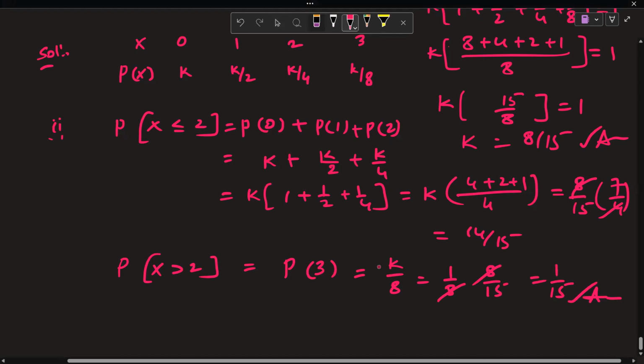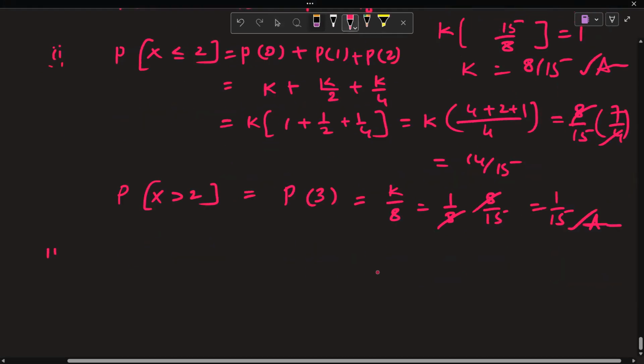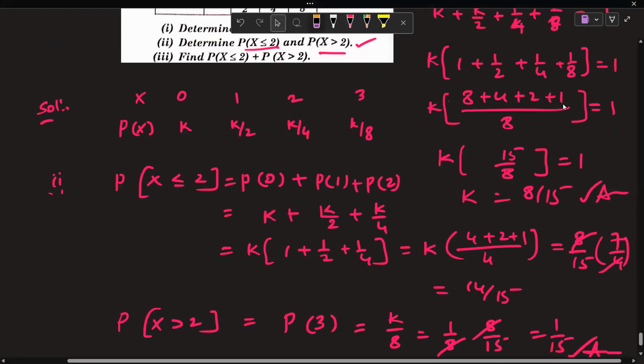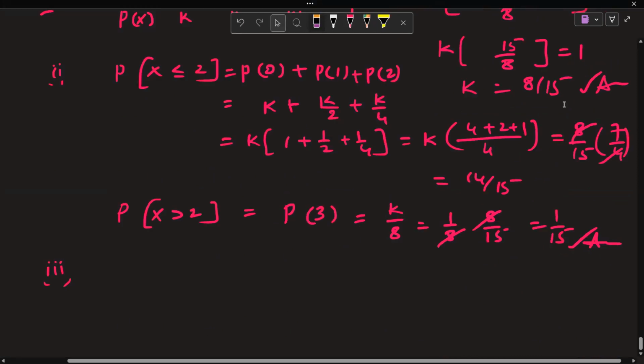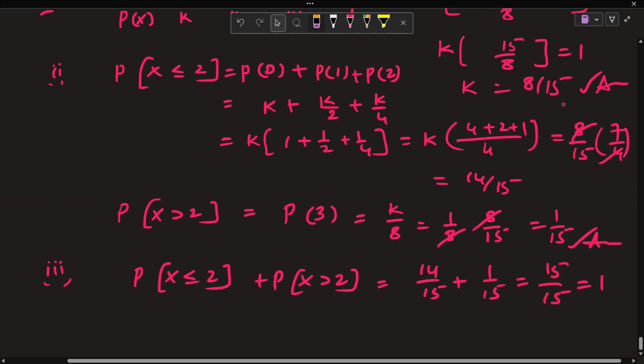Next, third question. What is the third question? He is asking to add these two values: P of x less than or equal to 2 plus P of x greater than 2. P of x less than or equal to 2 is 14 out of 15, plus 1 out of 15. How much is this? 15 out of 15, which is 1 now. Okay? This is the answer.